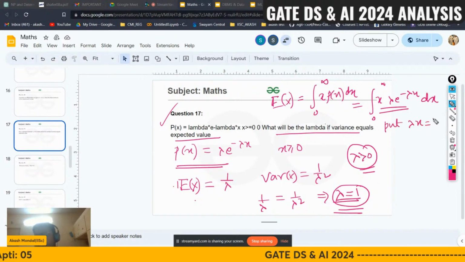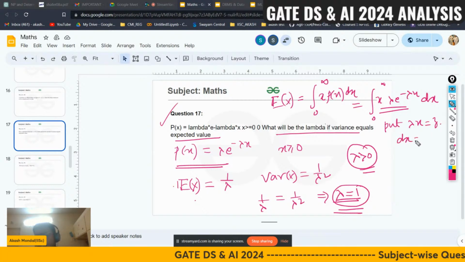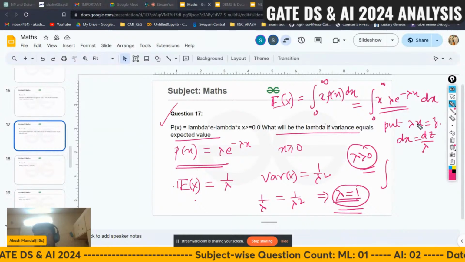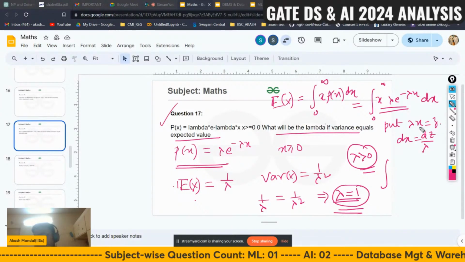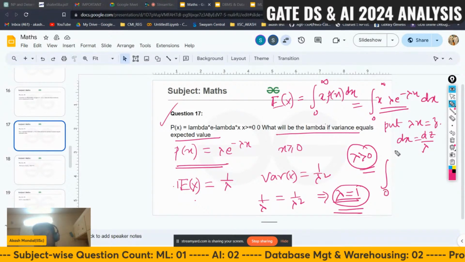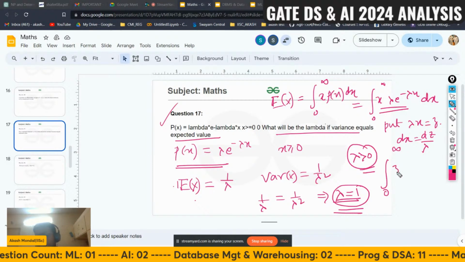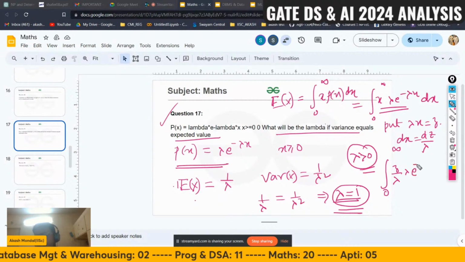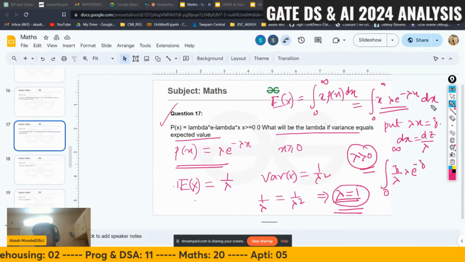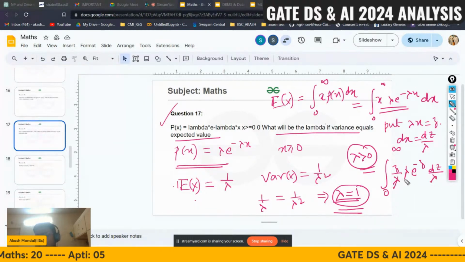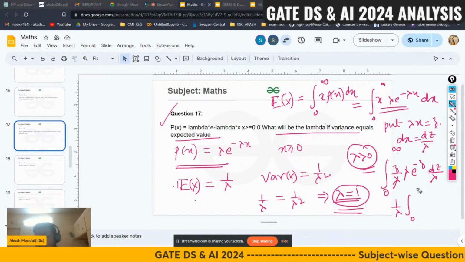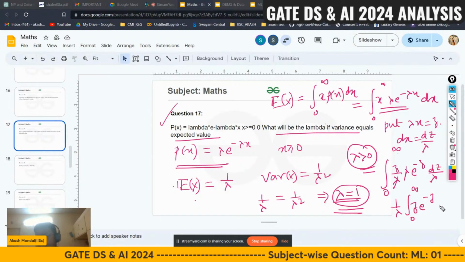So lambda x you can put equals to z. Now dx equals to dz by lambda, right? Now if you change the limits, if you put x equals to 0, you will get z equal to 0. If you put x tends to infinity, then z will also tend to infinity. So this is nothing but 0 to infinity. x is nothing but z by lambda, and you have again a lambda here, e power minus lambda x is nothing but e power minus z, and then dx is nothing but dz by lambda. So this lambda you can cancel. So you will end up with 1 upon lambda integration 0 to infinity z e power minus z dz, right?